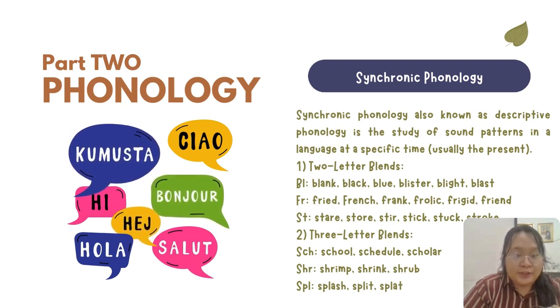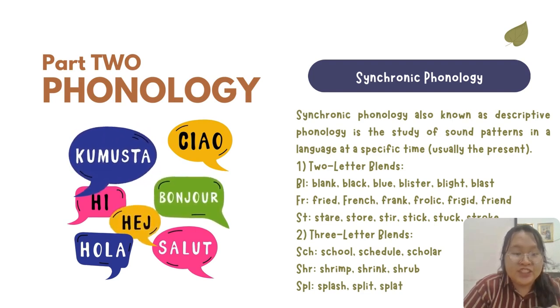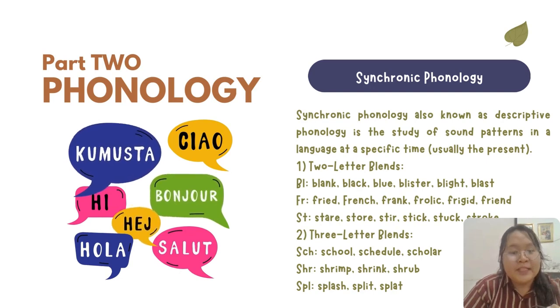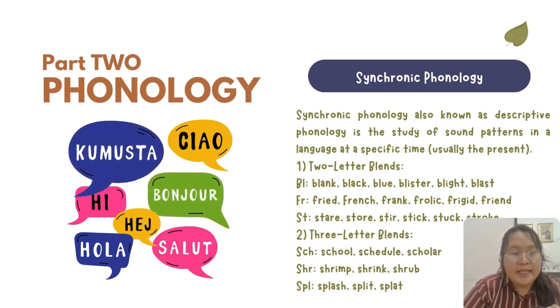Second is three-letter blends. SCH is in school, schedule, and scholar. And then SHR is for shrimp, string, and shrub. And then SPL for splash, split, and splat.